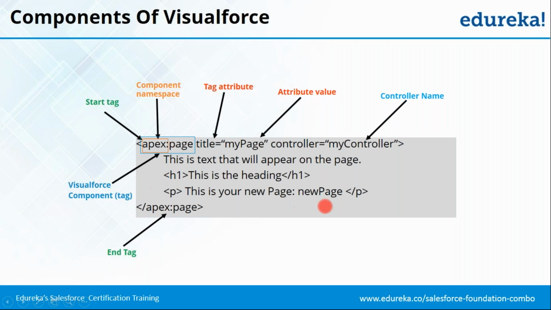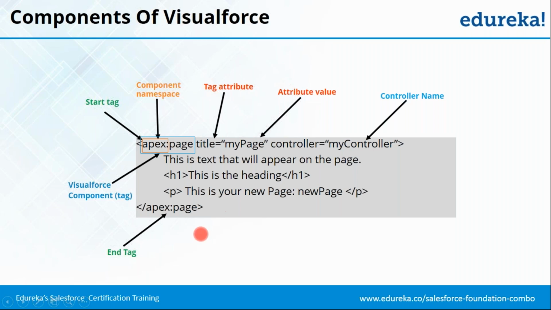And when we say P, it means that this line, or whatever is inside these tags, is going to be in the form of a paragraph. So the font again is going to be different for this one compared to these two lines. This is how a simple Visualforce page is built.